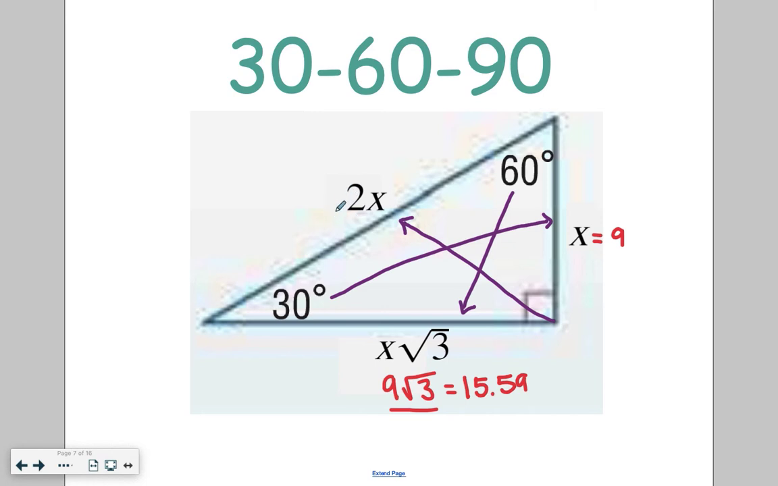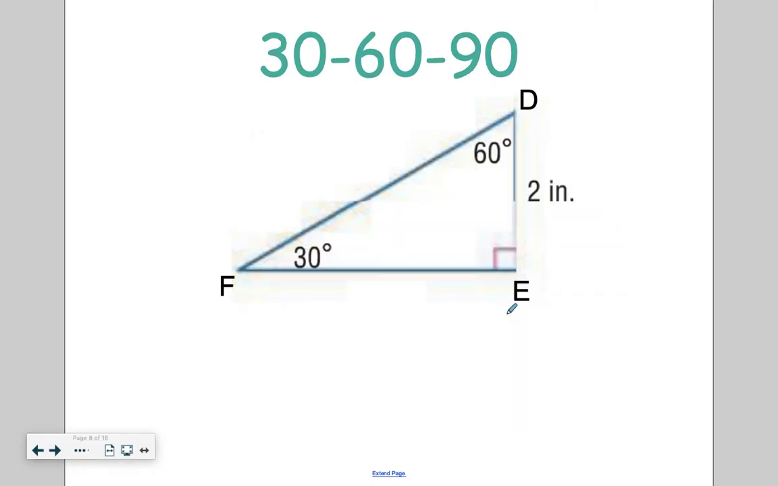And then our longest side would be 2 times 9, which we can solve and get an exact answer of 18. So, in this 30-60-90 triangle, DEF, we have the 30 side, so that short side being 2 inches. That means our x is 2 inches.